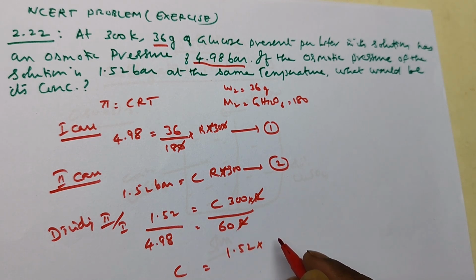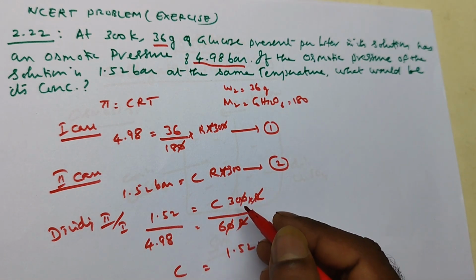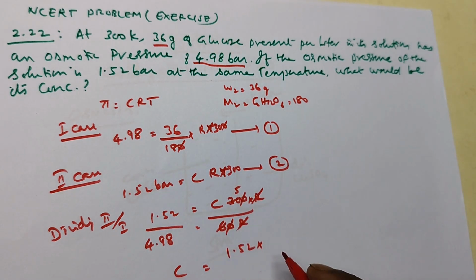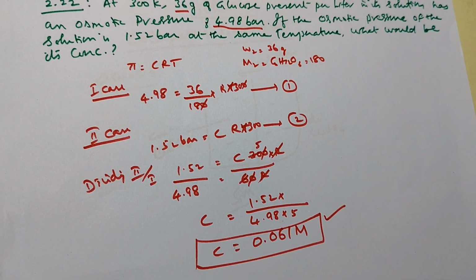1.52 into, we can cancel the 0 also. 5 times. So in this case C is equal to 1.52 divided by 4.98 into 5. So C is equal to 0.061 m. C is equal to 1.52 divided by 4.98 into 5. If we simplify it, we are getting a concentration of 0.061 m.